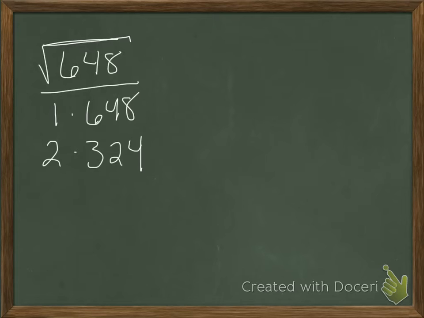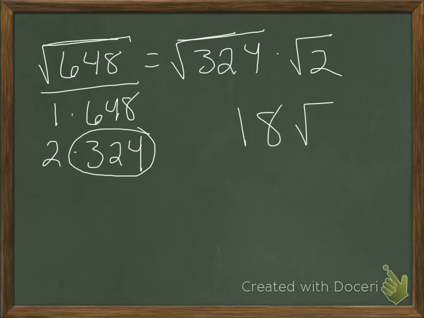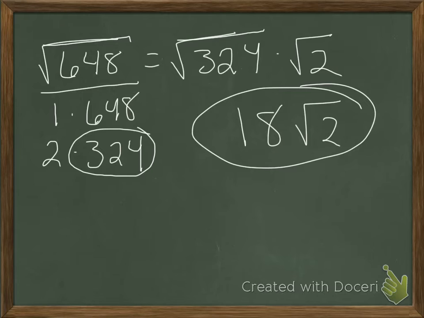And if you have the numbers 1 through 20 memorized, you know that 324 is a perfect square. That's actually 18 squared. So I could factor 648 to be the square root of 324 times the square root of 2. And I know that the square root of 324 is 18, so that's 18 square roots of 2. Or if you continued going down the list of your perfect square factors, the first thing that I did is I started dividing by those perfect squares.